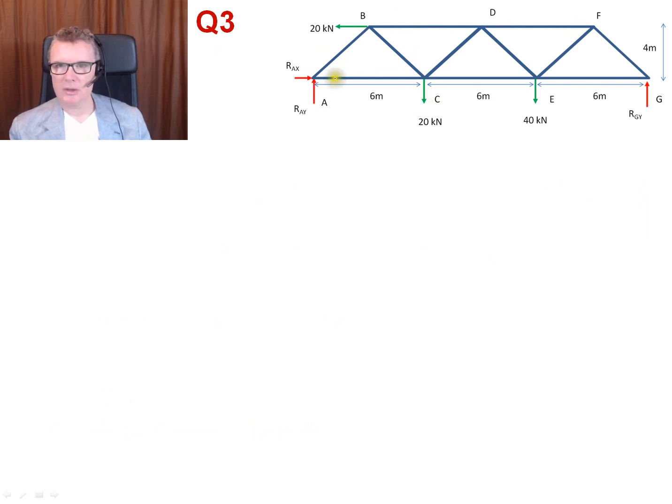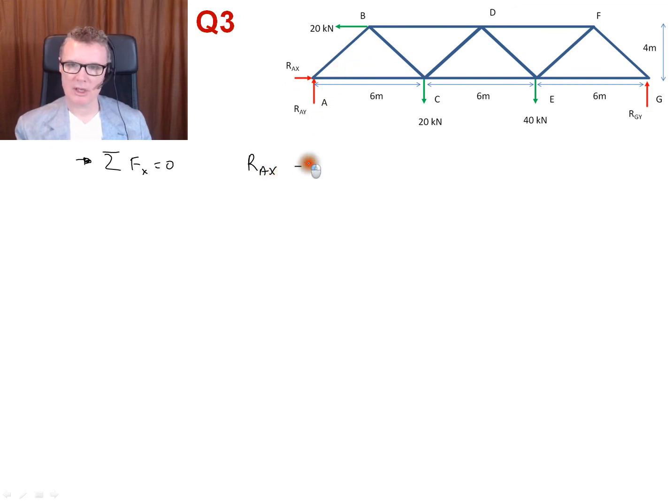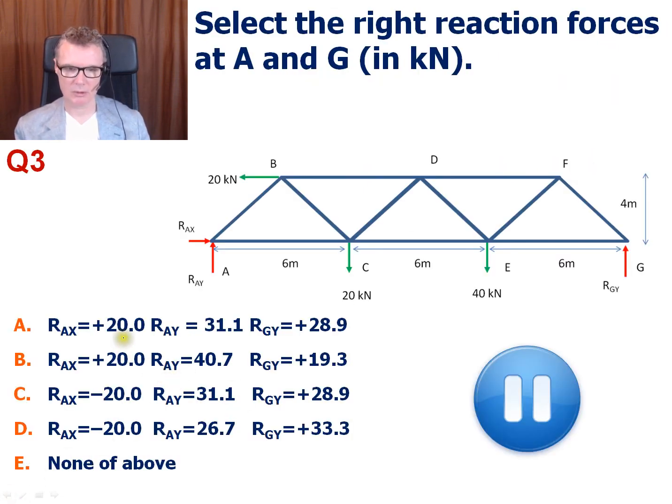The first easy one to do is the reaction force RAX. So, some forces in the X direction, and read things off directly that you can see on your framework. RAX is going left to right. 20 is going right to left, so we'll take that to be negative. And we can't see any other forces there, so that equals 0. So therefore, RAX equals 20. That probably will narrow down possible answers. So we know it's going to be between A and B here, or it should be.